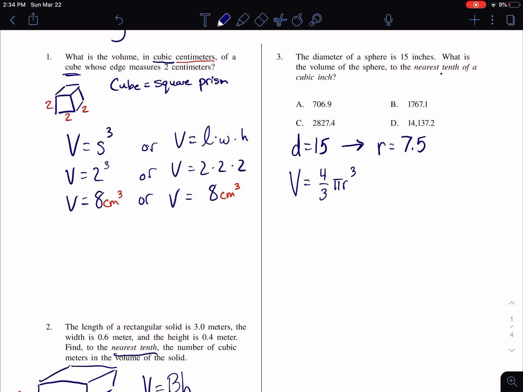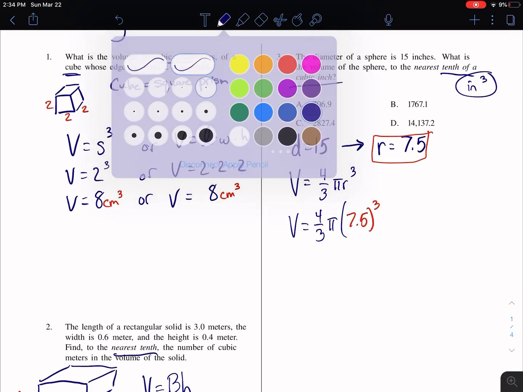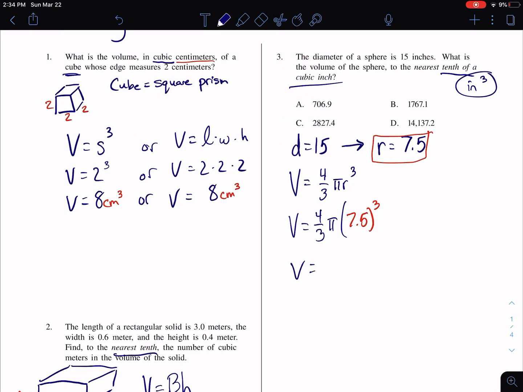Now they've asked us to round to the nearest tenth of a cubic inch. It is a multiple choice question, so we don't have to worry about that unit, inches cubed, at the end. Okay, but we are just going to plug in, so the volume will be 4/3 pi, and then again we had to find our radius. Our radius was 7.5. So we're going to plug in 7.5 to the third. Okay, I'm going to plug that right into my calculator, and I'm going to plug it in with the pi included since all of the answers are decimals here.